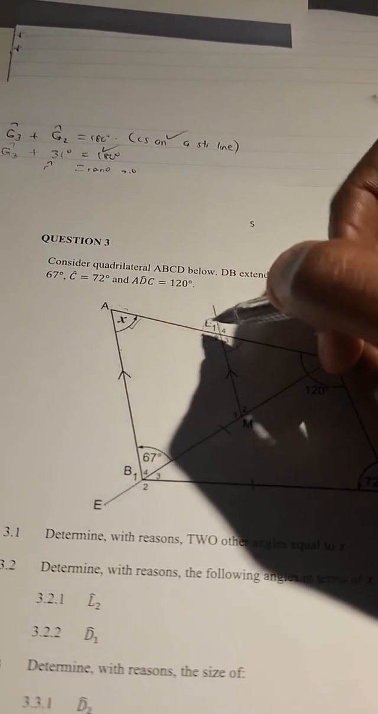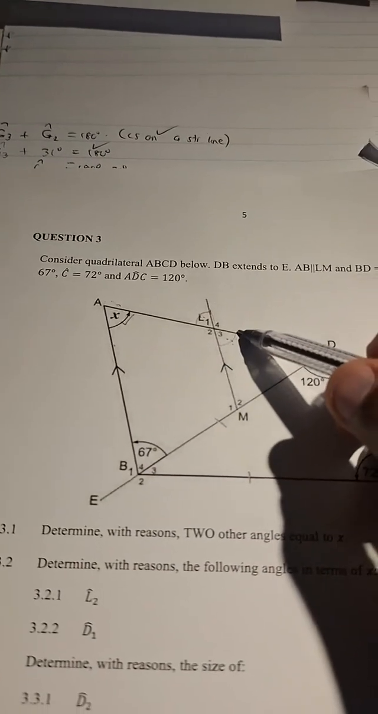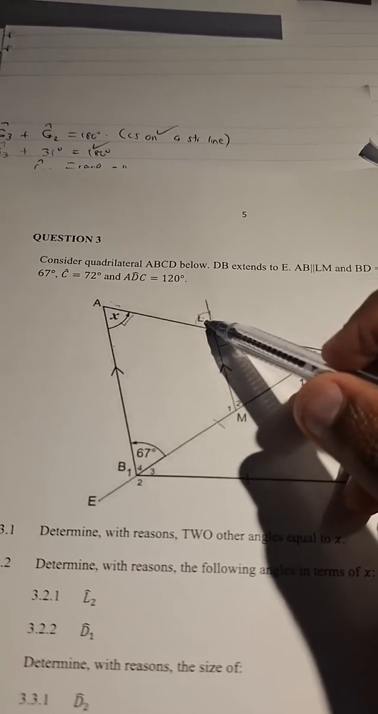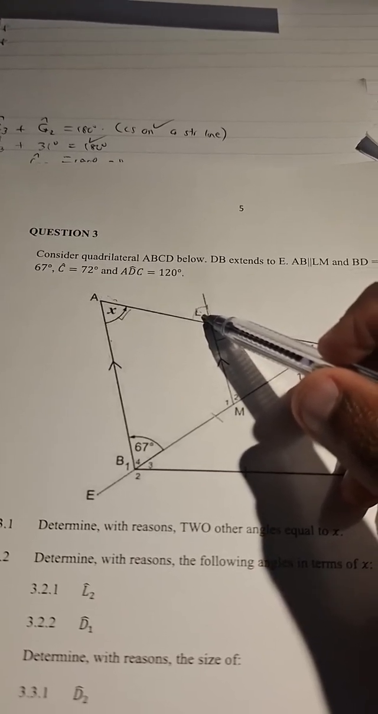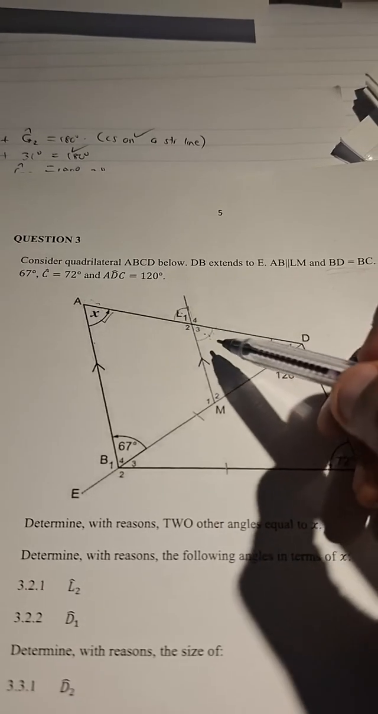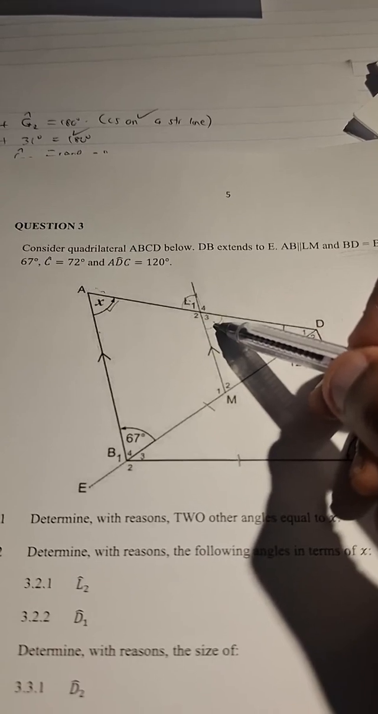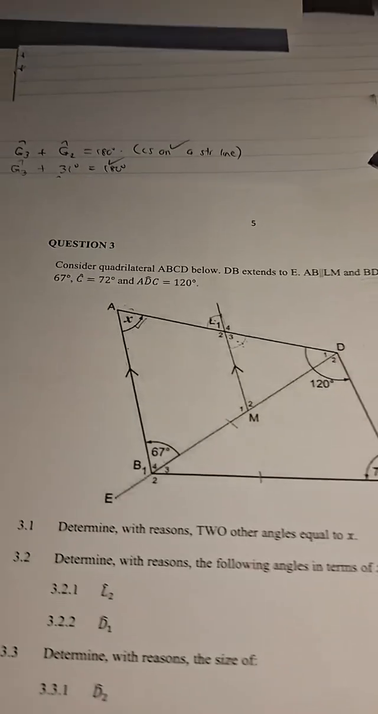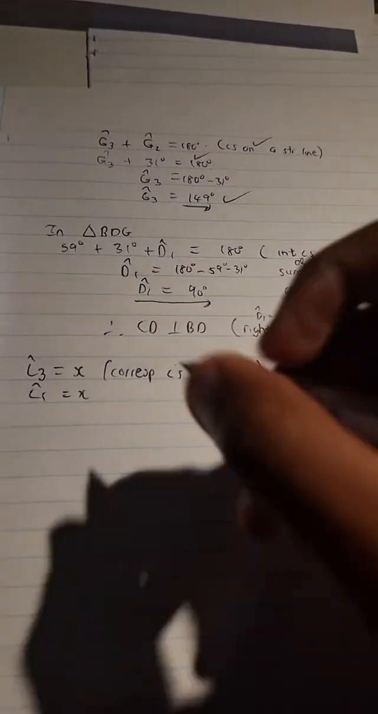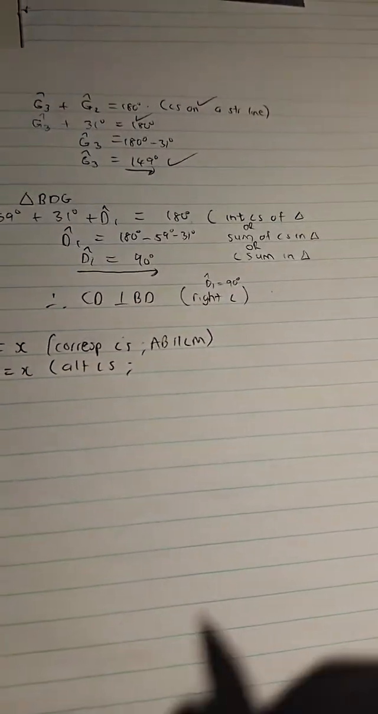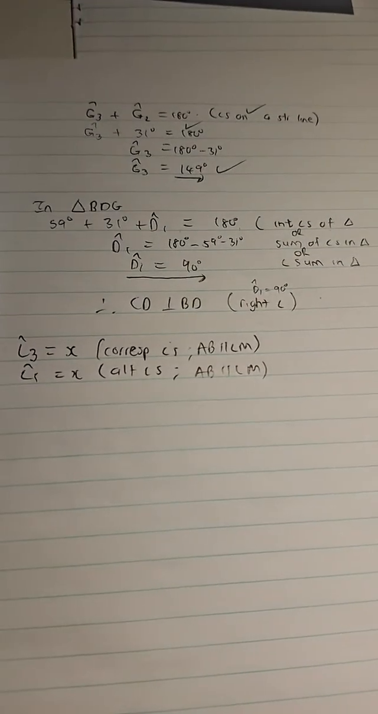So there's two reasons. If you first identified angle L3, you could say angle L1 is equal to x as well. Reason, alternate angles. Then you state the lines that are parallel. Or you could say angle L1 is equal to angle L3, which is equal to x, vertically opposite angles equal. That's also fine. If you say alt angles, then you state the lines that are parallel. AB parallel to LM. You are spot on.